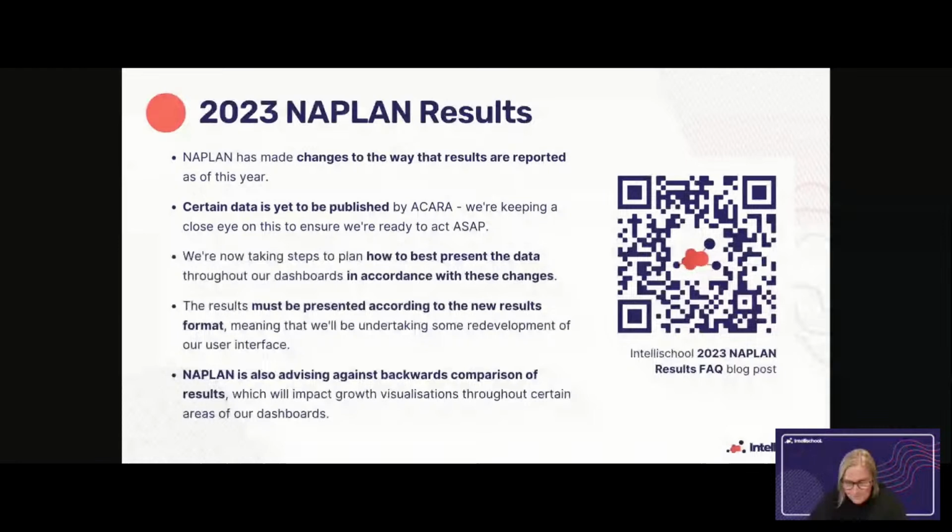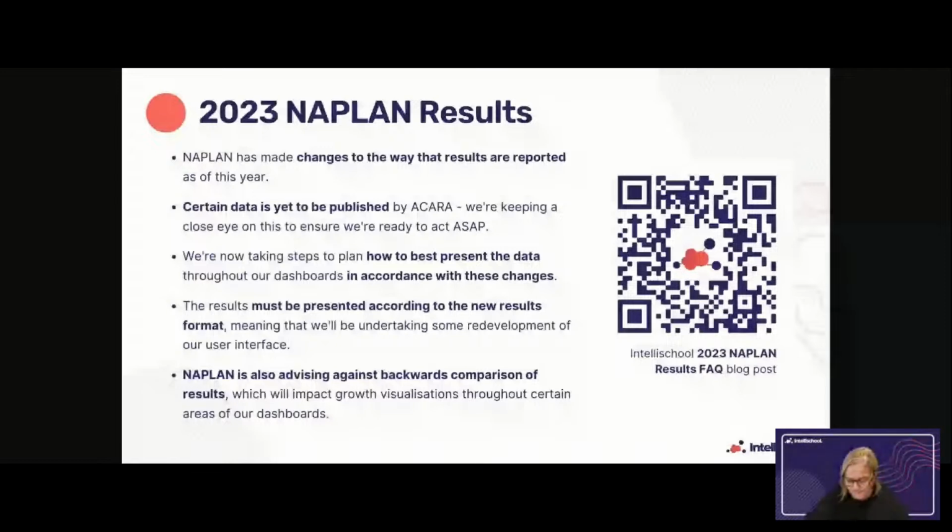On the right-hand side of the screen is a QR code that you can come back to. It is an FAQ blog post. So we tried to anticipate as many of the questions as possible that we know you'll have about your results. So please do take the time to have a read of that if you haven't already.